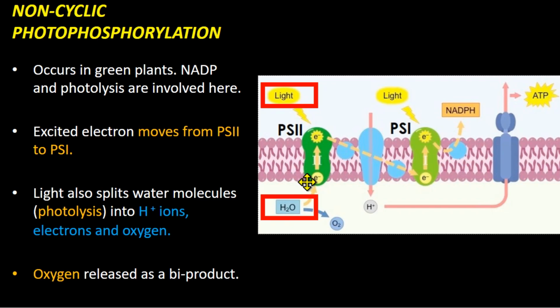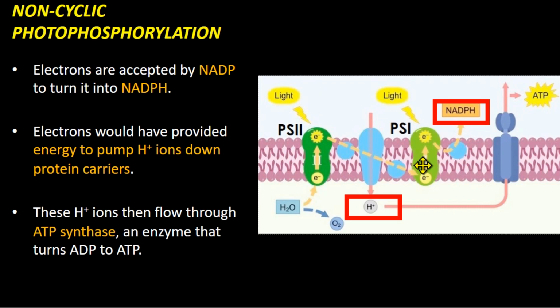This would stimulate an electron to move like this. So it would move from photosystem 2 to photosystem 1. The light would also be used to split these water molecules into 3 things: hydrogen ions, electrons, and oxygen, which would leave through the stomata of the leaf. These electrons would continue the process. Eventually the electrons would be accepted by the NADP and would reduce it to form NADPH. So this would be electrons and hydrogen ions.